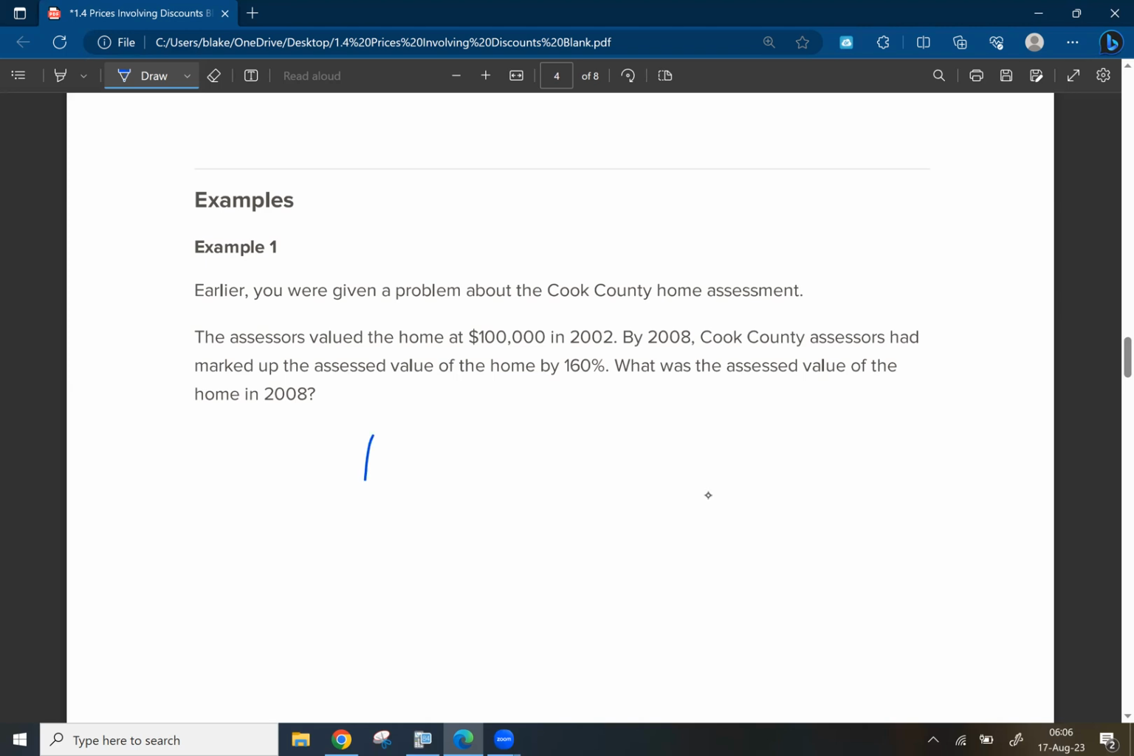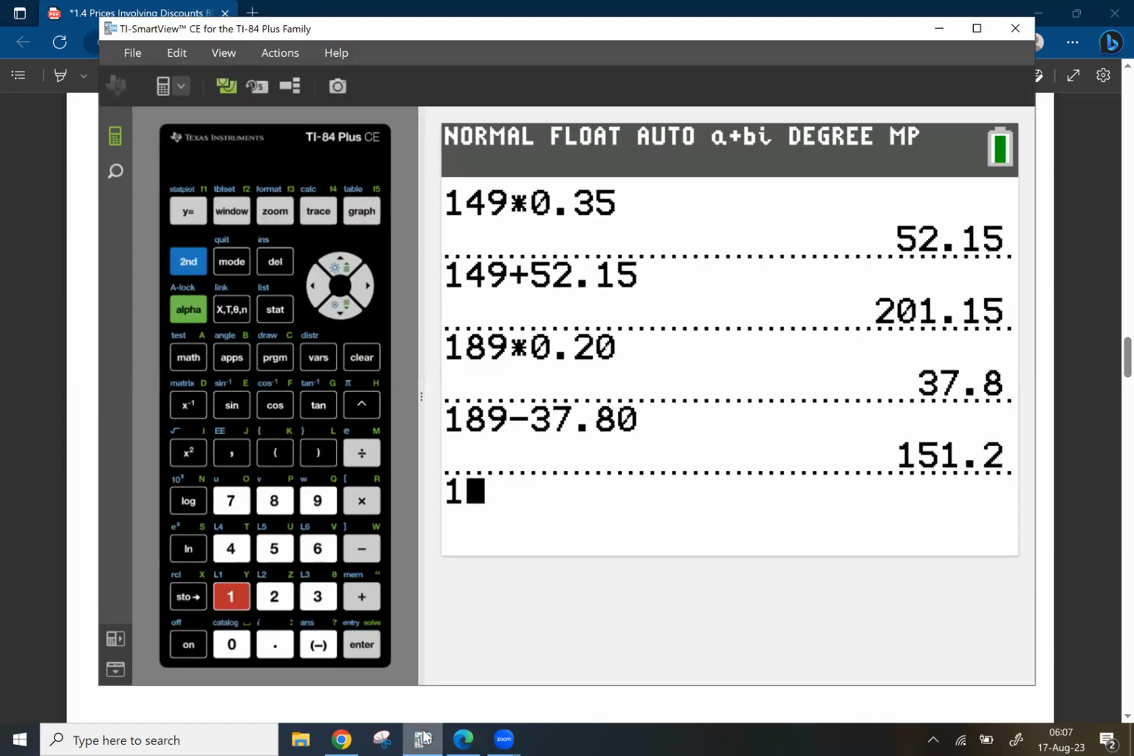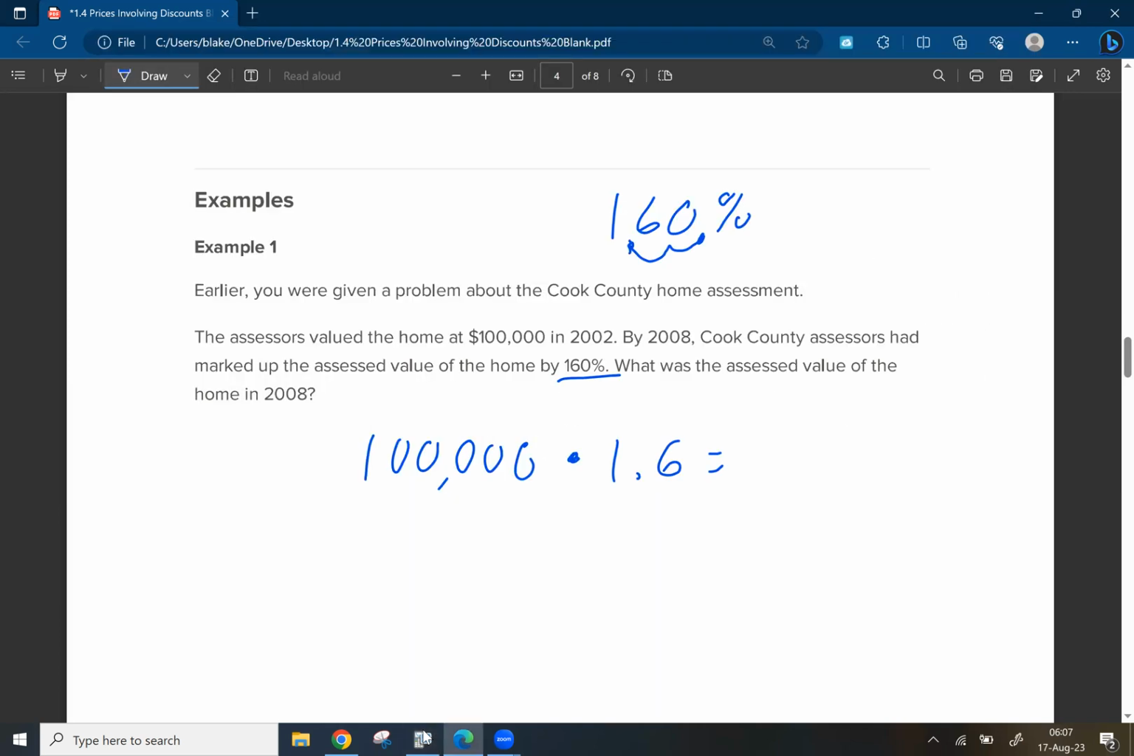So remember, the home was $100,000, and it's increasing by 160%. Now you gotta remember, 160% in its decimal form is 1.6. All right, so 100,000 times 1.6 is 160,000.